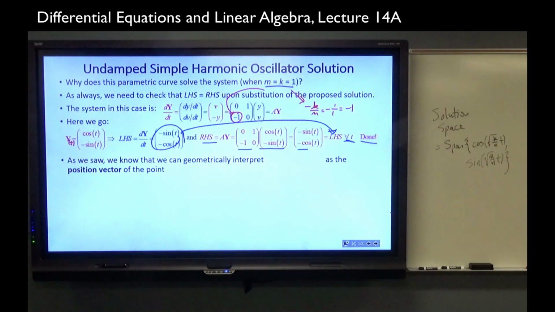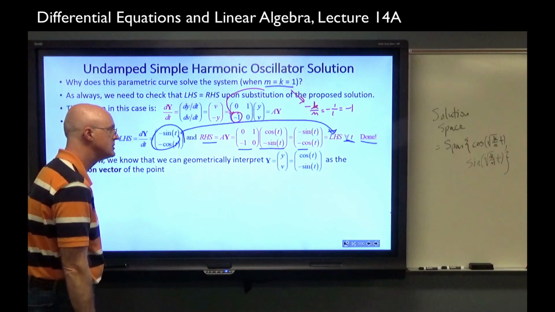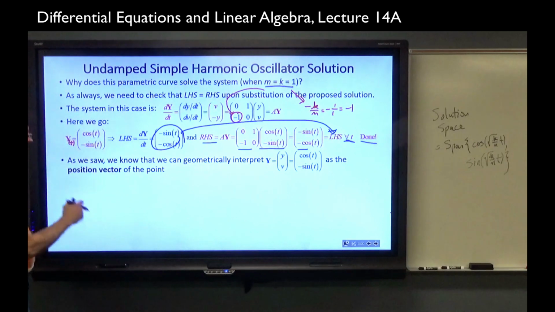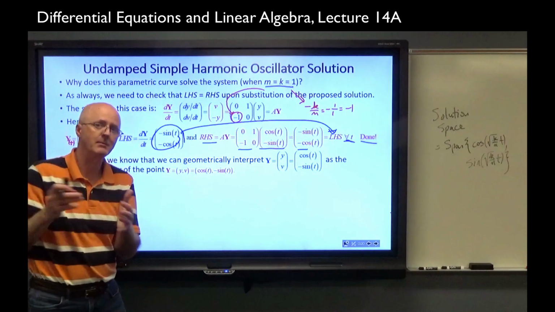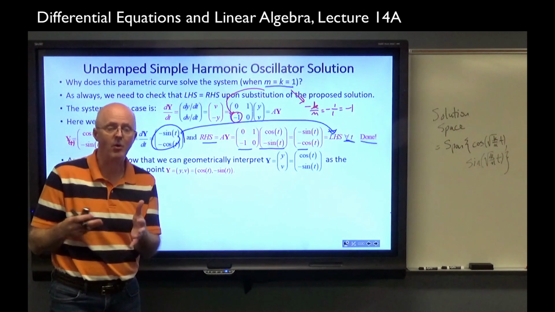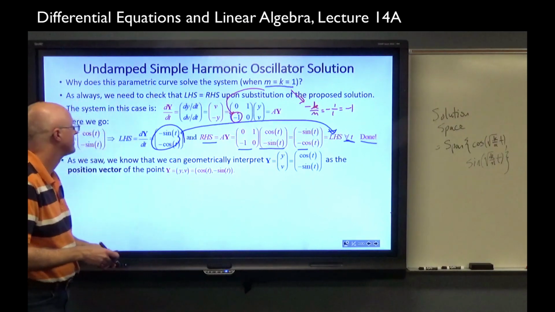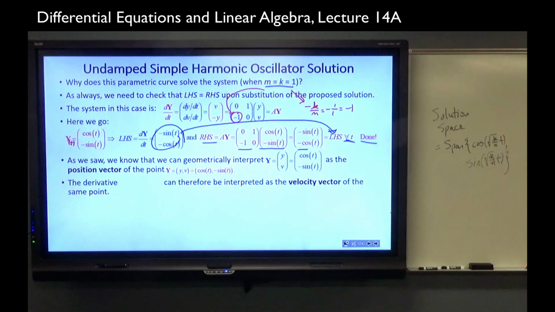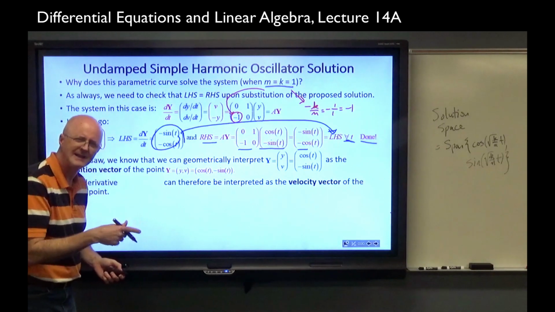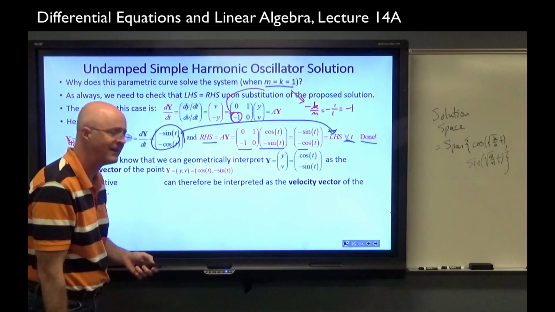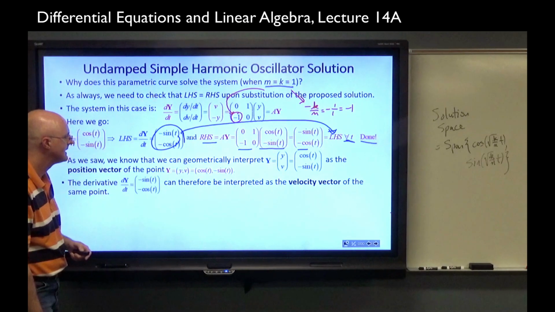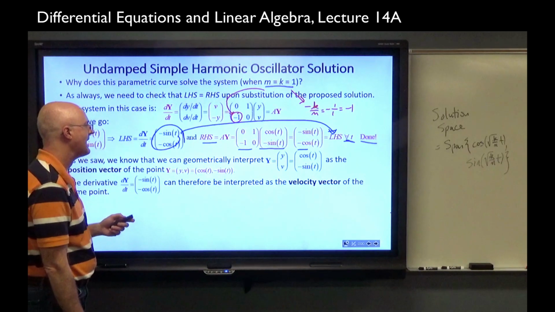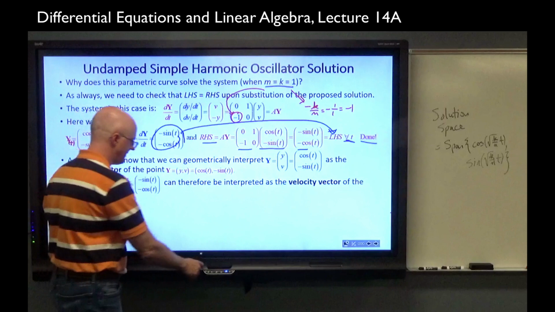As we saw in the previous slide, we can geometrically interpret this solution function, this parametric curve, as a vector in terms of the position vector of the corresponding point. Here I'm writing it as a point. We want to be flexible and be able to go back and forth between vectors or points and their position vectors. Don't let that bother you. Here's something really important. We want to understand why the solution behaves the way it does in that phase plane. The derivative, dy dt, which is negative sine of t, negative cosine t, can therefore be interpreted as the velocity vector of the same point, that pink vector.